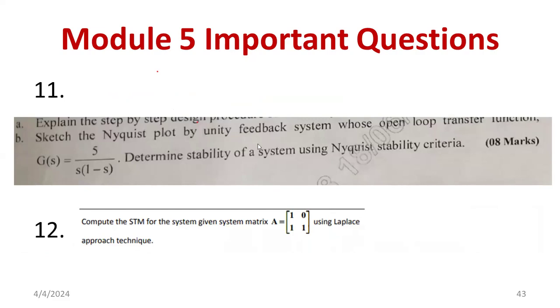Another question is on the Nyquist plot: ensure whether the system is stable or not. That you have to comment on, and that commenting also has criteria. For this, it's a state space. Consider the state space matrix. You have to perform the state space modeling of this particular matrix. Compute the STM for the system for a given matrix. So you have to go for a Laplace approach technique, that you are supposed to follow.